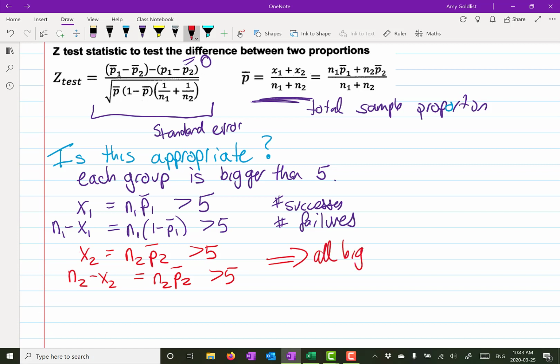So if those 4 groups are bigger than approximately 5, we're good to go. All of our theorems still work, and we can do this. If not, we don't have a big enough sample, and we're going to need a bigger sample.